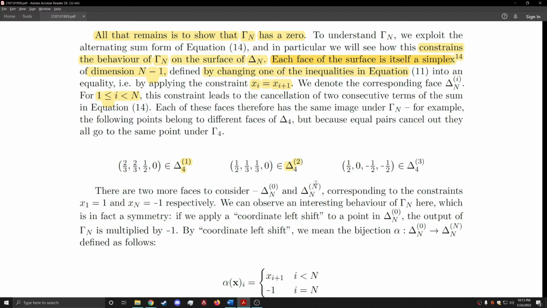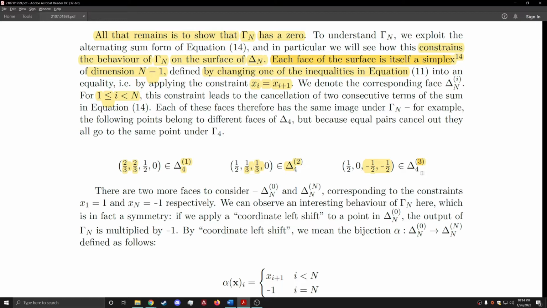Here we have the second face, and then the third face. So if we look, the first face literally has x1 is equal to x2. Then for the second face, we have x2 is equal to x3. And then for the third face, we're going to have x3 is equal to x4. And that's it. That's all we're doing.